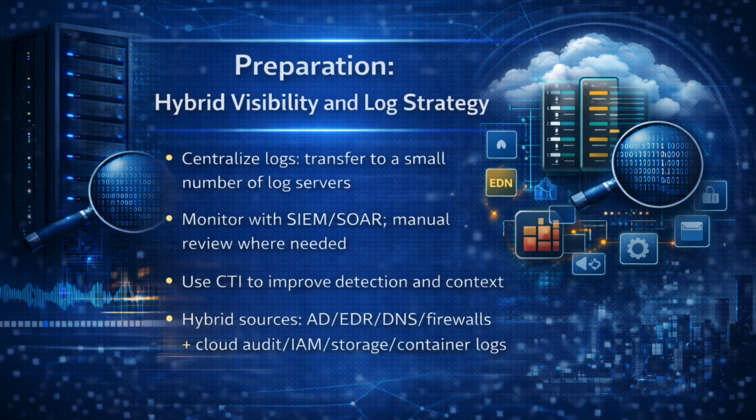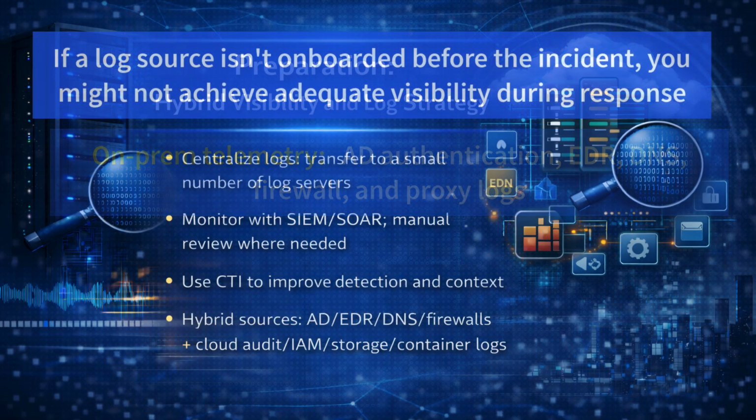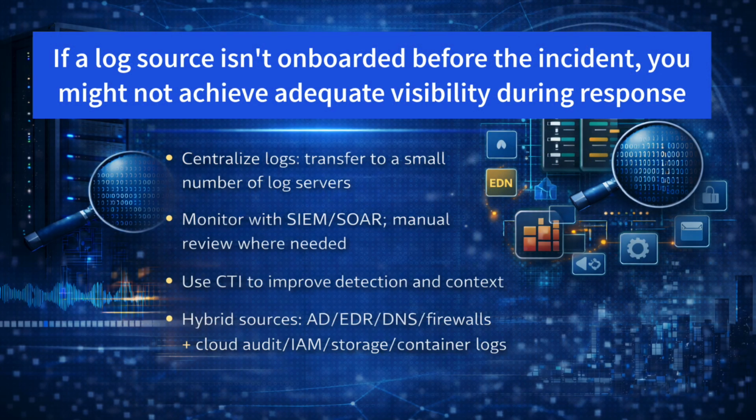Practically, in a hybrid enterprise, you should ingest on-prem signals like AD authentication, EDR, DNS, firewall, and proxy logs, and also cloud signals like identity events, control plane audit logs, storage access logs, and container/Kubernetes events. One rule: if a log source isn't onboarded before the incident, it probably won't magically appear during the incident.